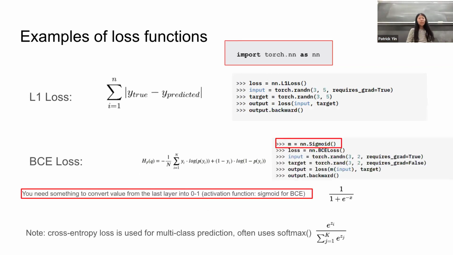For classification, such as BCE loss, you have one more extra step. Usually for binary classification, people use sigmoid, which is an activation function. You project your prediction into a normalized range between 0 and 1. And for cross entropy, which is for multi-class prediction, you use softmax. People use softmax more.